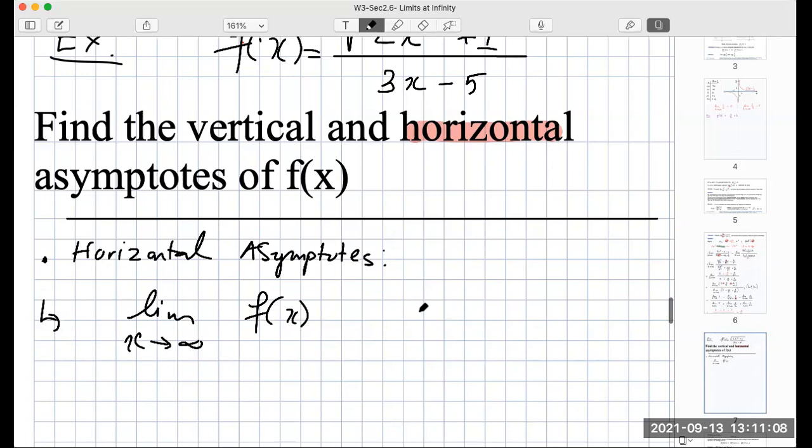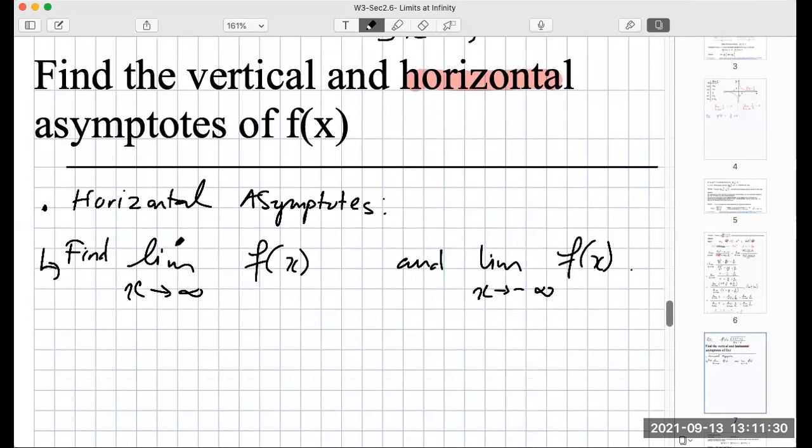We rephrase this by mathematical notation: the limit as x approaches negative infinity of f of x. Okay.